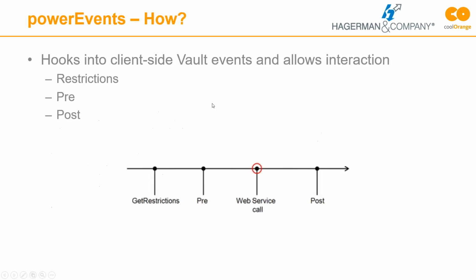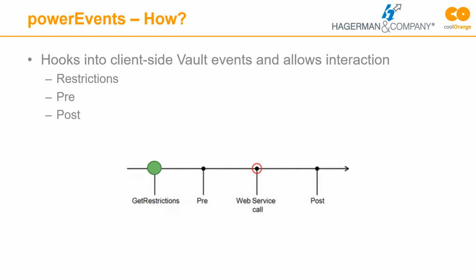But aside from what it is and how it works, this is again the anatomy of a web service call in Vault, and this is how Autodesk has architected their web service calls. There's a get restrictions event, which essentially says, is this web service call supposed to happen? Is it allowed to happen? So, for example, that's where, in the case of an out-of-the-box lifecycle transition, it would check for all the actions on the Actions tab, like have dependent child files been released?